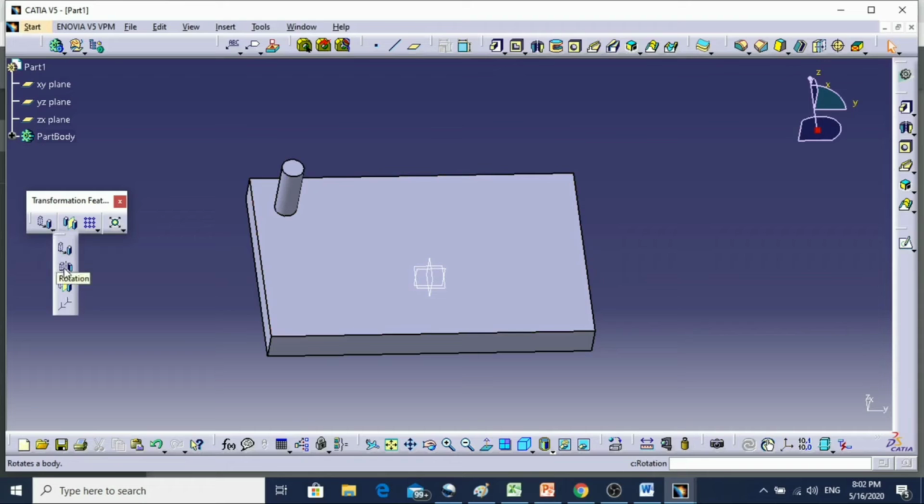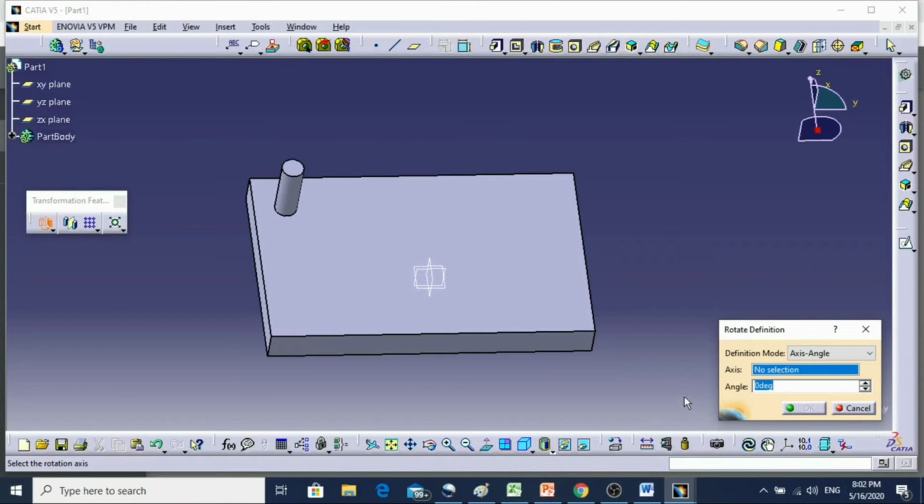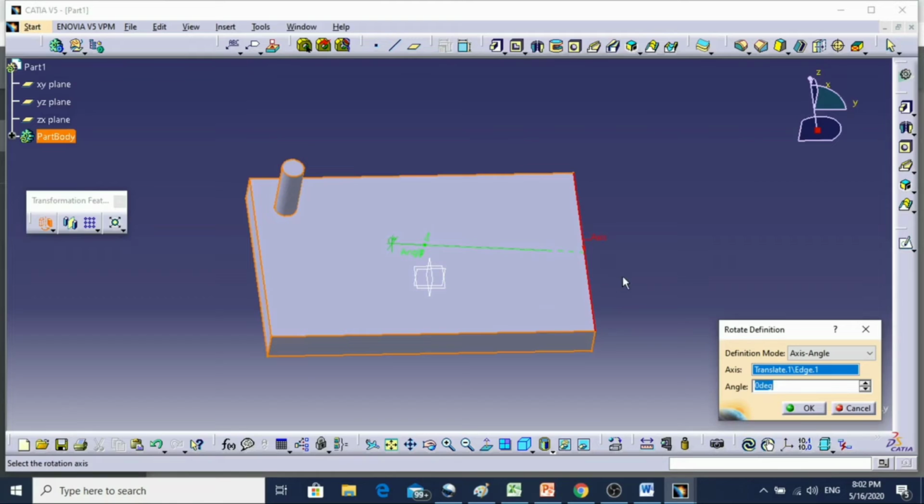Second command is rotation. I'll choose this. What it is saying is, axis means which axis. Suppose I will take this axis. We have to mention one axis. Degree, suppose I will give 45 degrees. So on this axis it will move like this.